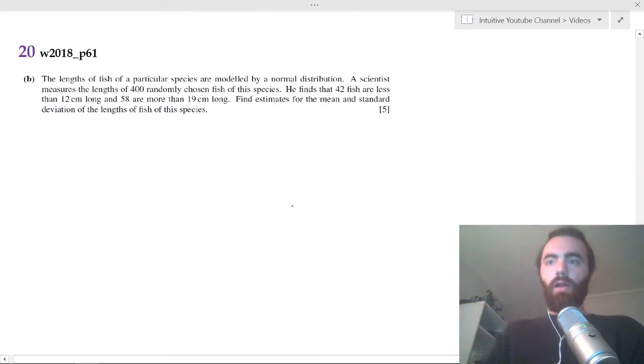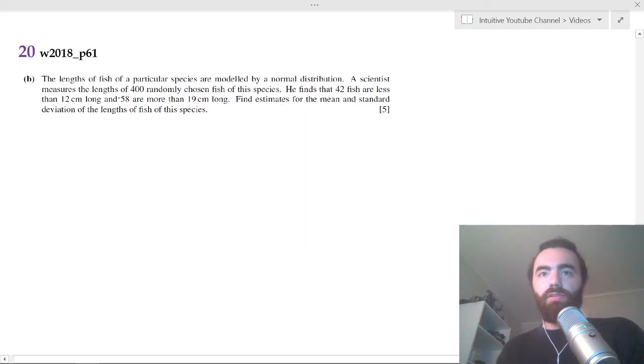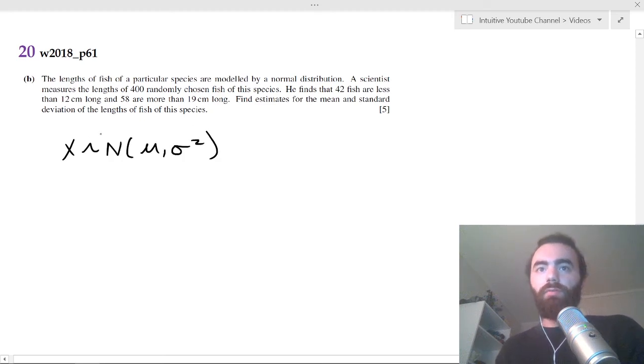Let's do another one of these harder ones. See, these are 5 marks, it's quite a lot. So the lengths of fish of a particular species are modeled by a normal distribution. The scientist measures the lengths of 400 randomly chosen fish of the species and he finds 42. So first of all, we have an unknown mean and standard deviation. So x is our random variable, the length of these fish. And he finds that 42 fish out of the 400 that he selects are less than 12 centimeters.